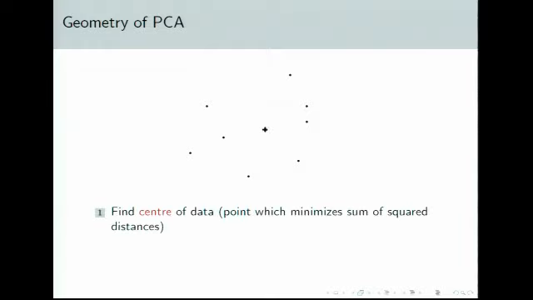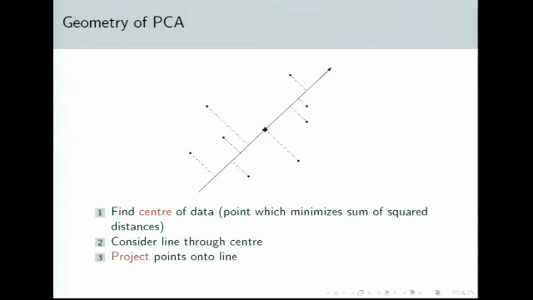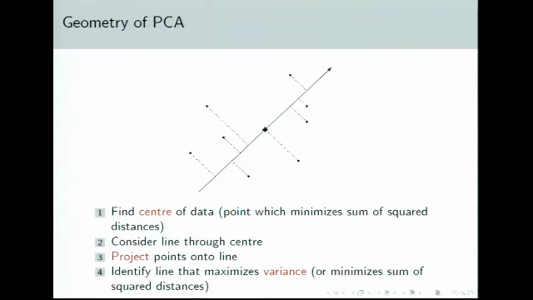So let's go back and think about what PCA really is. We've got a whole load of points. Those are our trees, and they're sitting somehow in tree space. Standard PCA does something like this. It finds a center for your data, and ideally you minimize the sum of square distances to each of the data points. You then consider lines going through the center, and you project your data onto the line. And then you identify the line which maximizes the variance, or in the standard PCA Euclidean setting, that's equivalent to minimizing the sum of square distances.